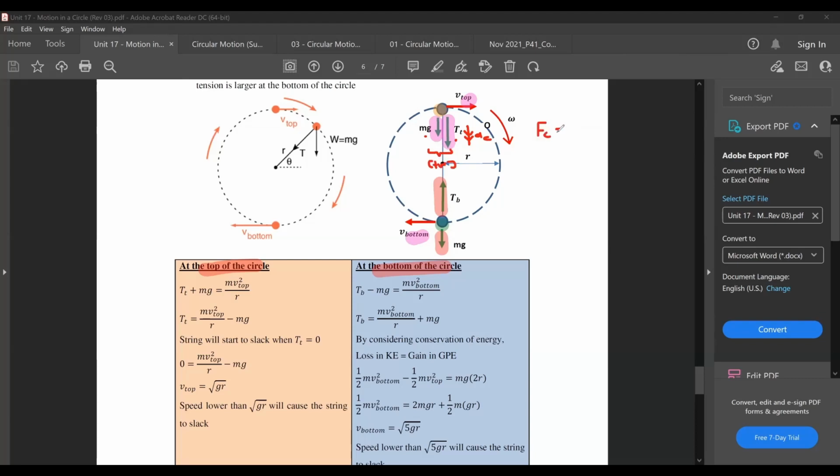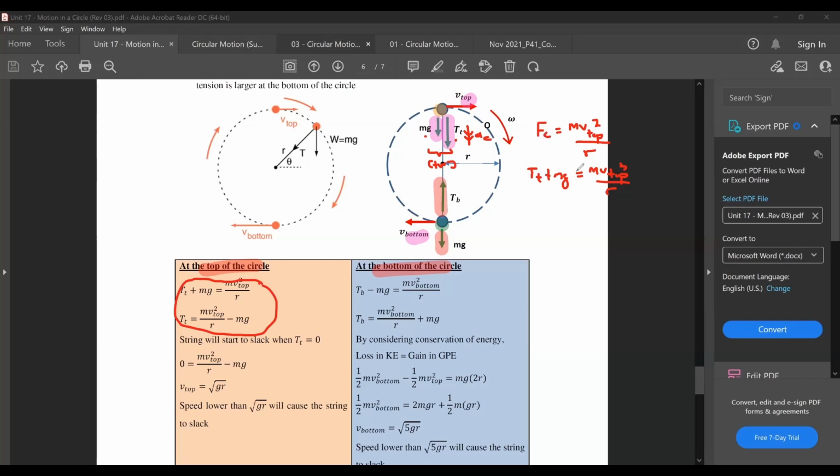My Fc would actually be equal to mg plus T. Okay, then Fc by itself would be equal to mv top squared divided by r equals mg plus T. Okay, wait, maybe I redo this. I write this properly for you. I write it the other way around now, just so it's easier to see. Okay, so the centripetal force at the top will be mv top squared divided by r. Fc here will be T top plus mg equals mv top squared over r. This is the expression that you are having over here.